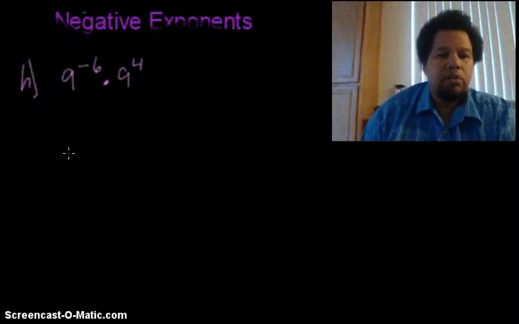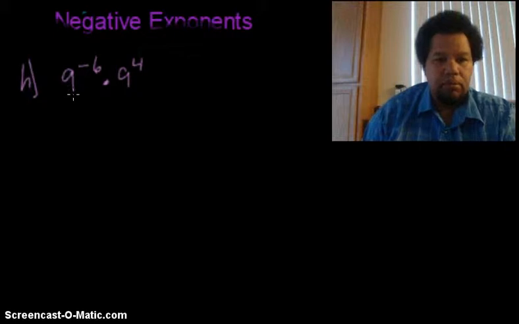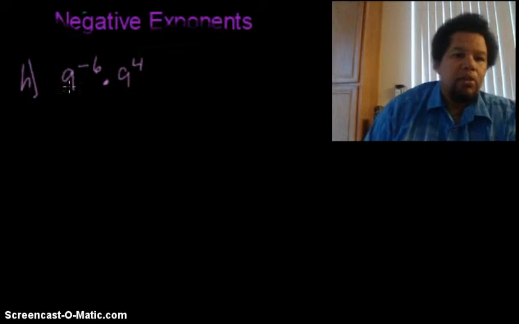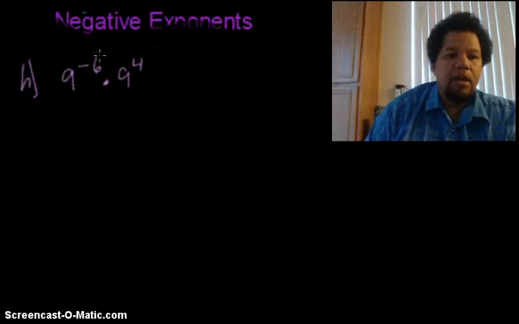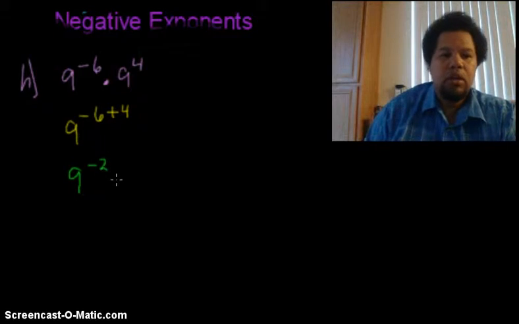Okay. Another situation where we may encounter negative exponents is the product of powers right here. So here we have the same base of 9 and these exponents. If you recall, we keep the base of 9 and then we add the 2 exponents. So adding negative 6 plus 4 gives us a negative 2. So we get 9 to the negative 2 power. And now we can apply the rule of negative exponents, which equals 1 over 9 squared, which is 1 over 81.